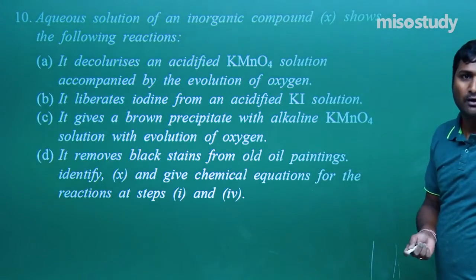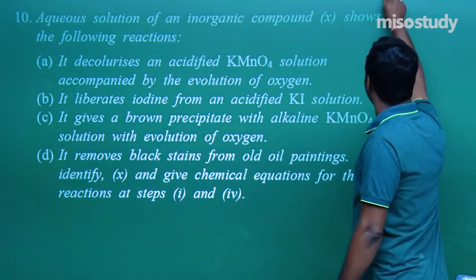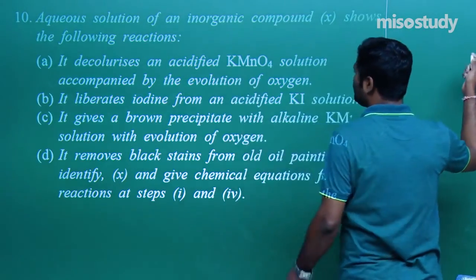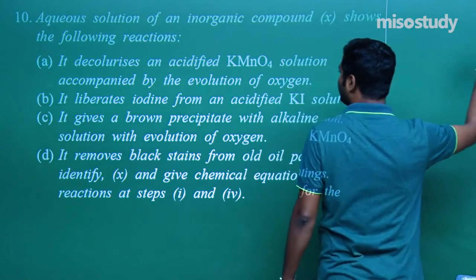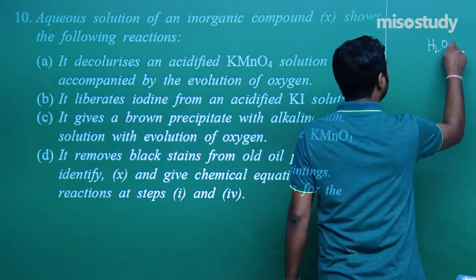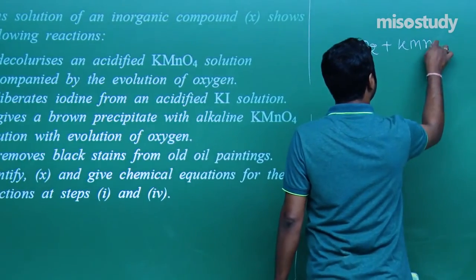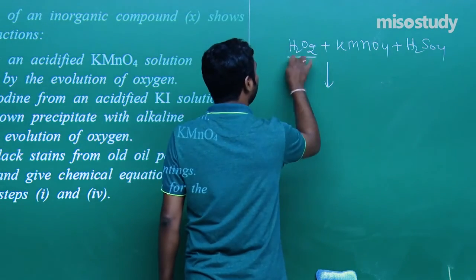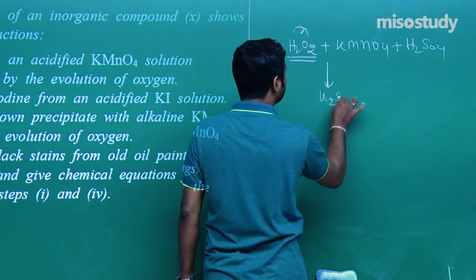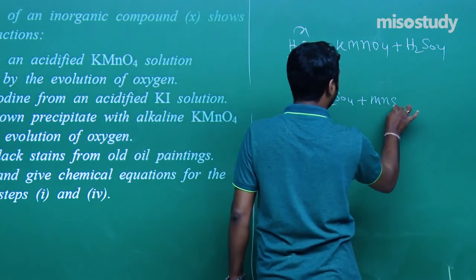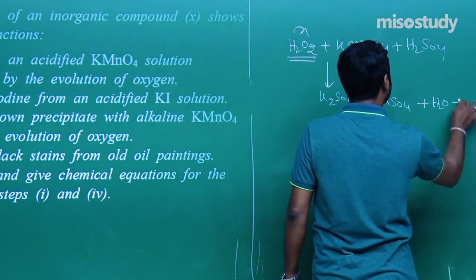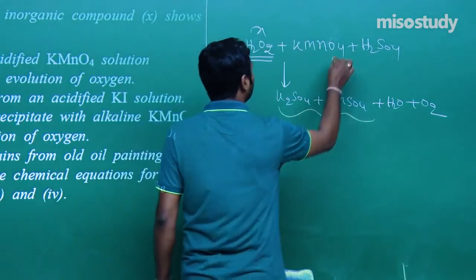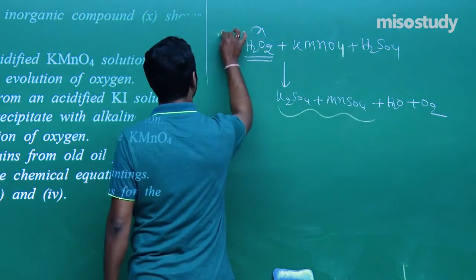I have taken this question from my side because it will help you a lot to review the chapter. As we know, X is H2O2 because it decolorizes the KMnO4. That is H2O2 plus KMnO4 in acidic medium gives K2SO4 plus MnSO4 plus H2O plus O2. It decolorized due to the formation of MnSO4 and K2SO4. This is the first part.